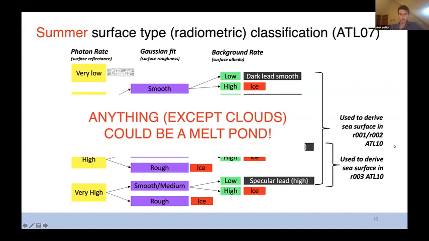Summer is obviously even harder than winter because we have melt ponds, and melt ponds are very confusing. Melt ponds kind of look like leads, but they're on top of the ice surface instead of next to the ice floes. So currently ICESat-2 doesn't really have a robust way of differentiating melt ponds from leads. Essentially, the algorithm just says, in summer, all of those things except clouds could be a melt pond. So that's the slight cop out from the algorithm there. So that's why understanding melt ponds in ICESat-2 sea ice data is still very much a research topic that I know several people on this call are working on.